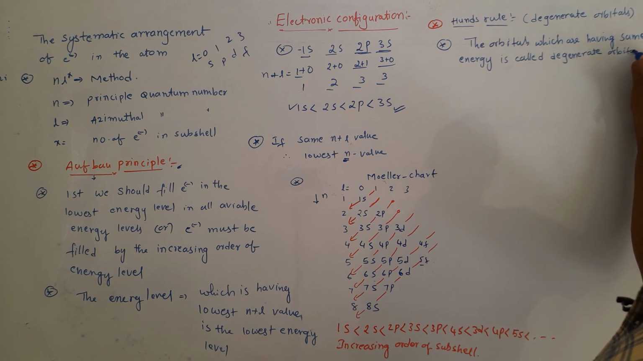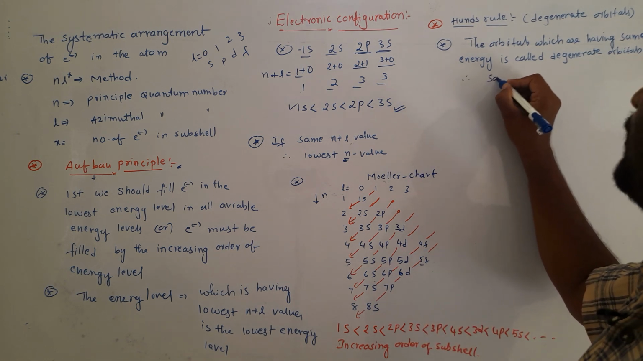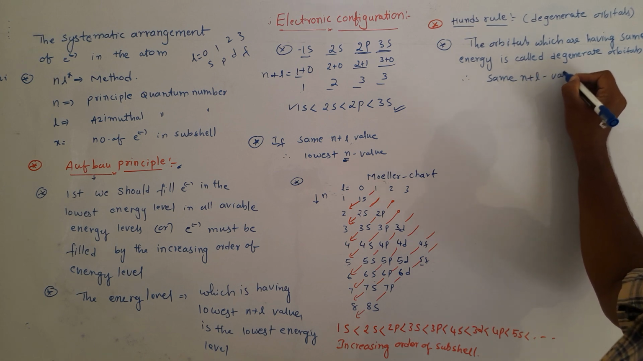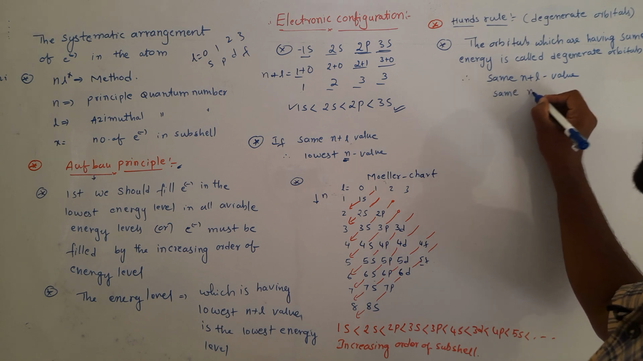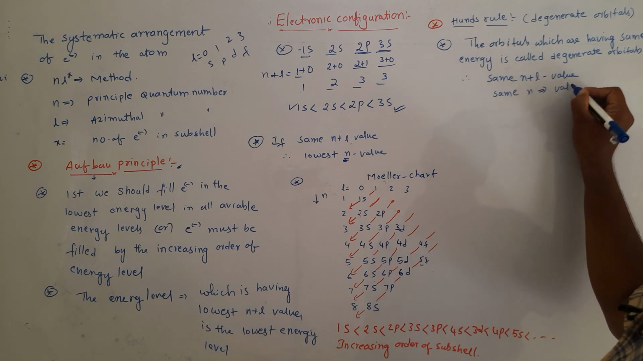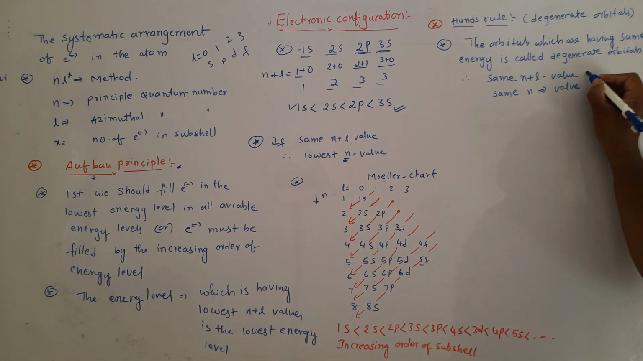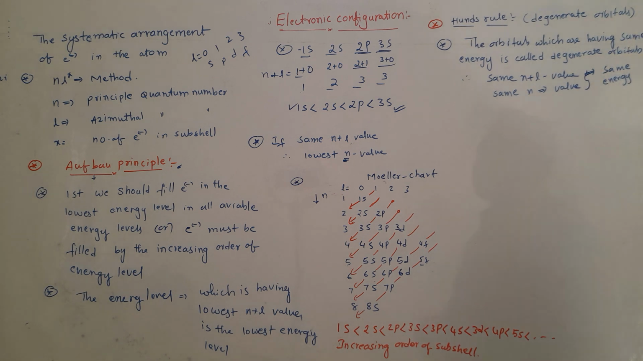orbitals. So it means they are having the same n plus l value and the same n value, so that we cannot say which one is having high energy and which is having low energy. So we consider they are having the same energy, so such type of orbitals are called degenerate orbitals.